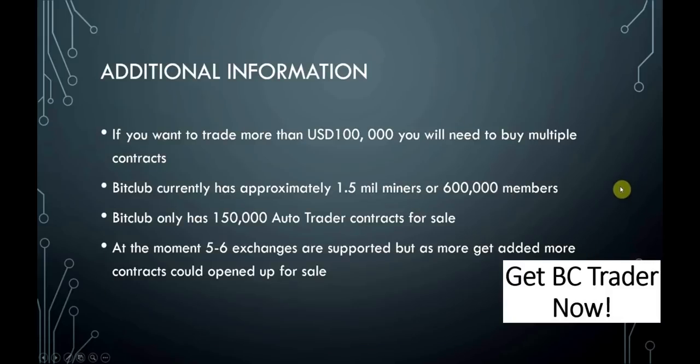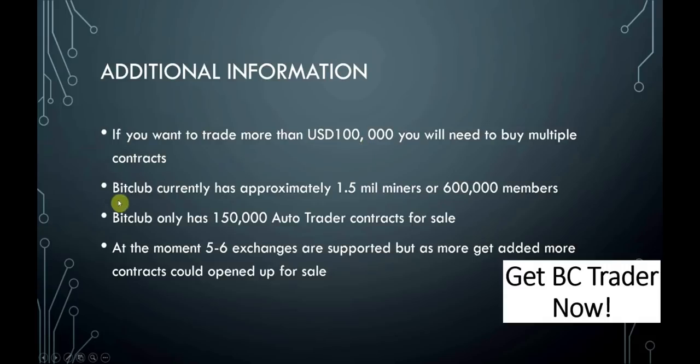Let's say, for example, you want to trade more than $100,000, you will need to buy multiple contracts. So let's say, for example, you have $1 million that you want to trade. You will need to buy 10 founder pools. 10 founder pools, then you can trade $1 million on the auto trading bot.